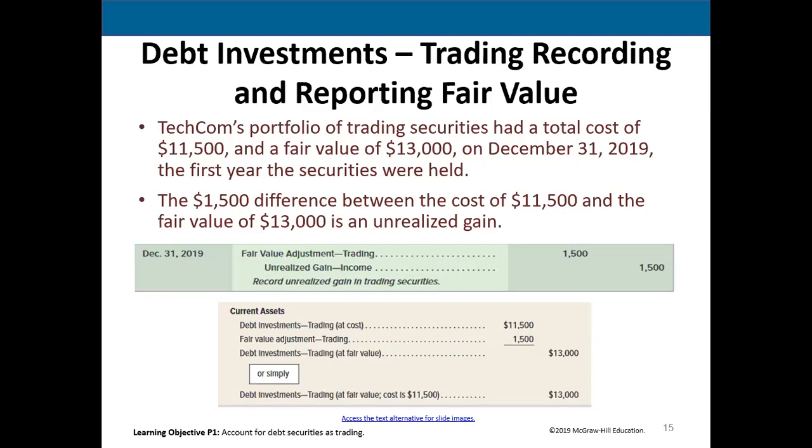That's a gain, but it's not actually realized. You don't realize a gain until you actually sell it. You have the money in your hand. So we call it an unrealized gain. It's just a gain from the fluctuation of the market price. But because we are told to report this type of investment at its fair market value, that unrealized gain is still reported on our income statement. That's why it says unrealized gain income.